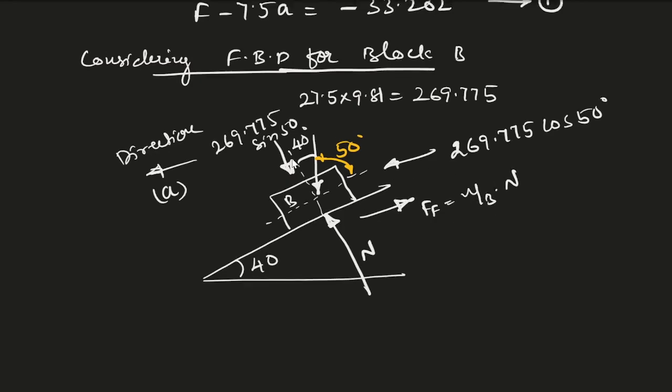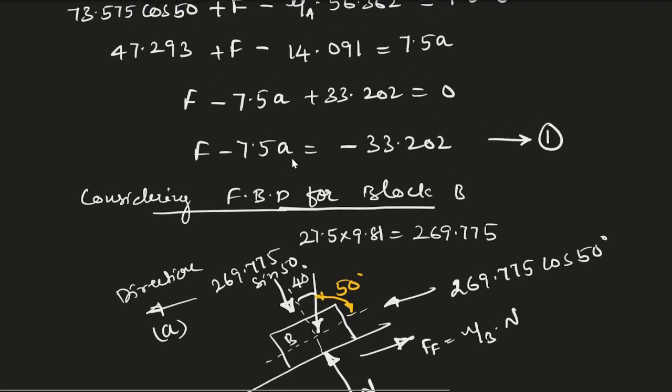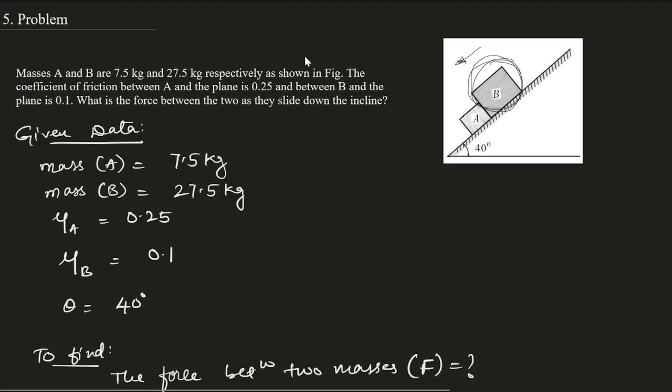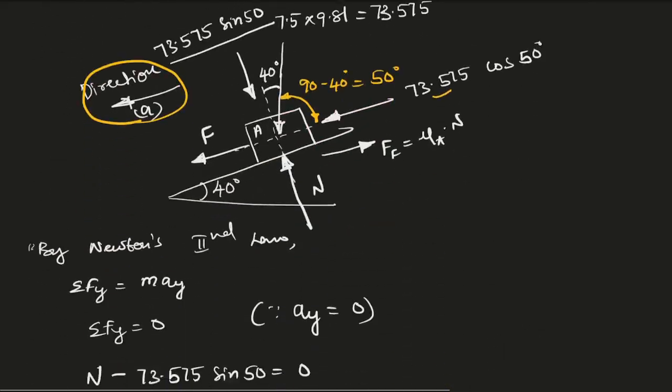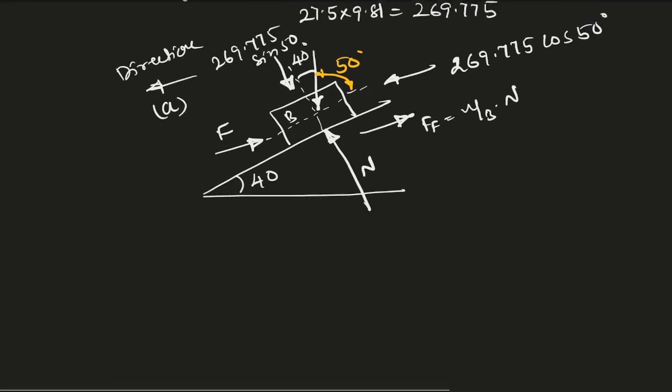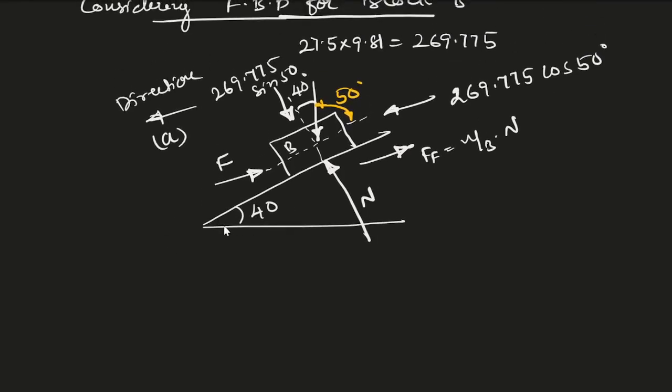Now if you look at the diagram, because of block A, we'll have a force on block B as well. It will be in this direction, the upward direction, opposite like this. This is your force. So this is the complete FBD for block B.